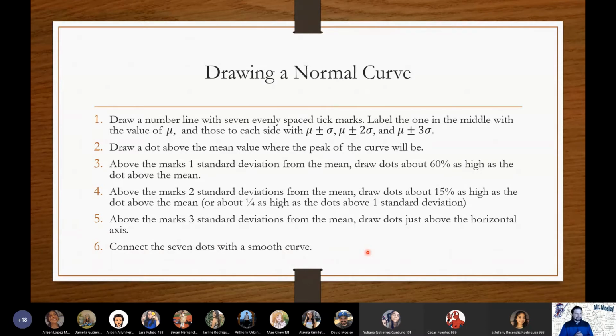All right. So these are our steps. Seems like a lot. It's not too bad though once you do it. So that we can draw a normal curve.